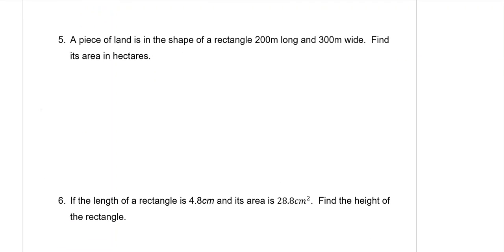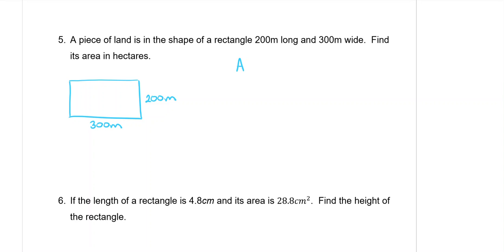Question 5. A piece of land is in the shape of a rectangle, good to have a diagram sometimes, which is 200 metres long and 300 metres wide. Find its area in hectares. Well, first of all, let's just find its area and then we'll worry about the hectares part.